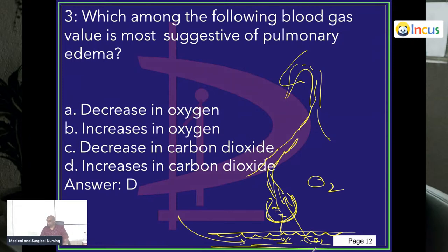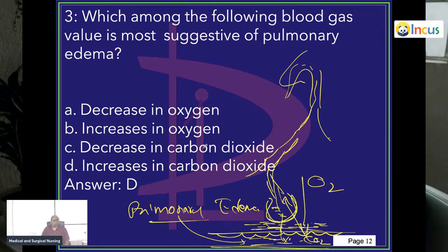Whenever there is a lot of fluid between the alveolus and the pulmonary capillary, you call it pulmonary edema. Whenever there is edema, oxygen cannot enter the blood. So there is a decrease in oxygen. The correct answer is A, not D. There is a decrease in oxygen.